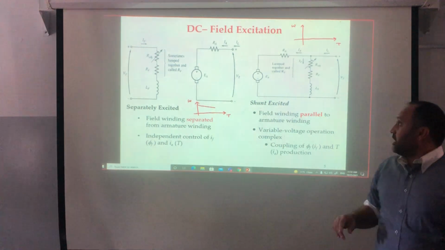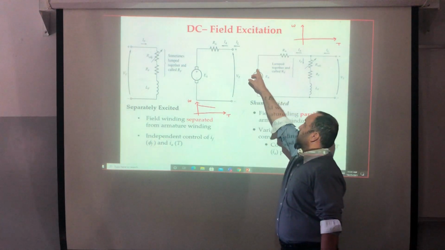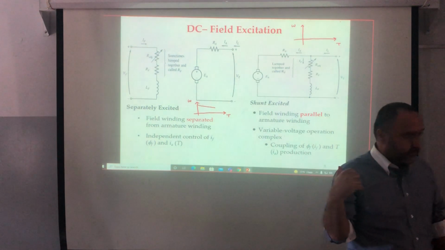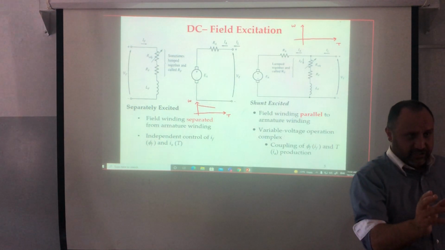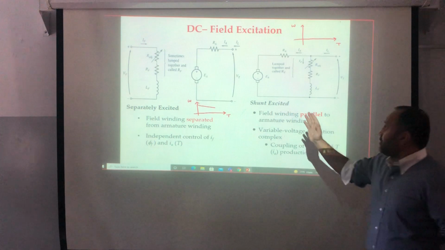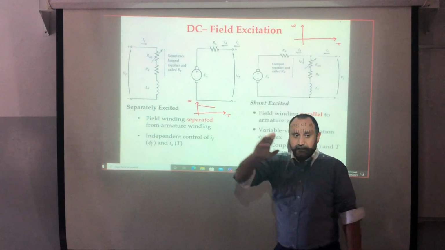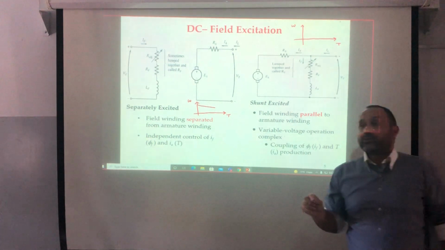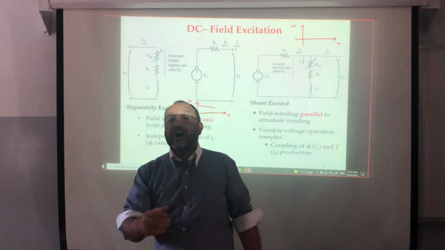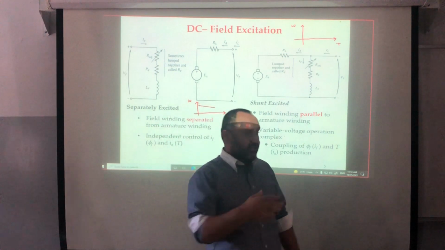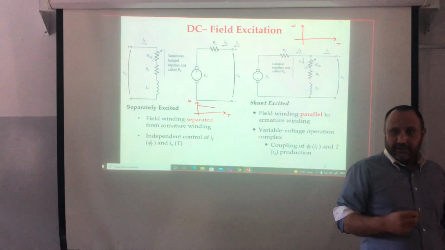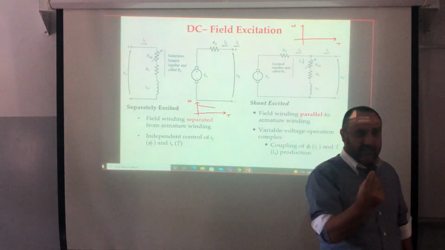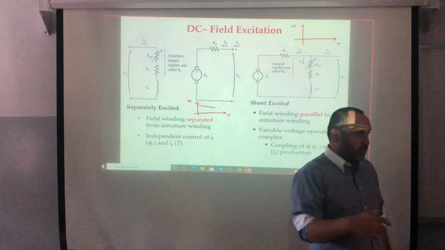Now, sometimes here, do you see those two squares? What do those indicate? The commutator and the brushes. So sometimes we can shift those, either to the left or to the right according to a certain angle, to neglect sparks and the armature reaction. Or sometimes we can introduce an interpole, small windings, in order to neglect what we call the armature reaction.